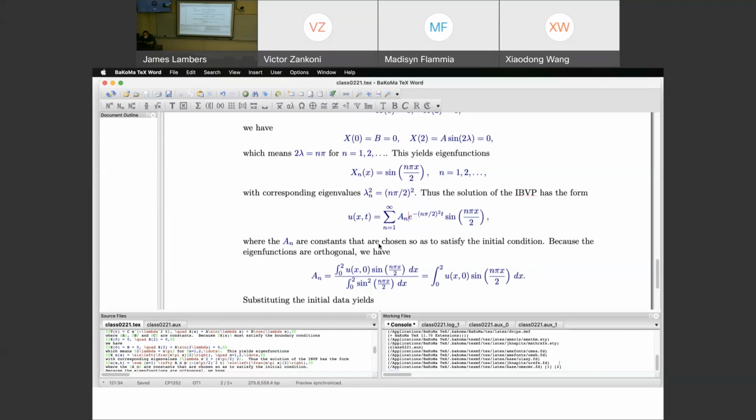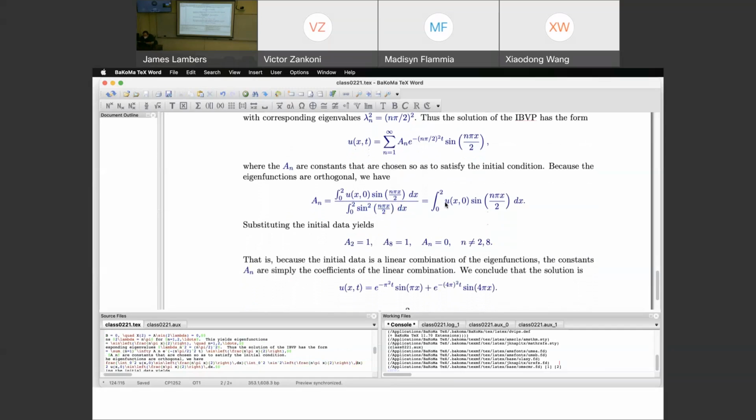And that comes from, so this formula is what applies, that you have the integral over your spatial domain of whatever your initial data is, times your spatial solution, divided by the integral over your spatial solution squared. Now, I'll have a little more to say about this integral momentarily.